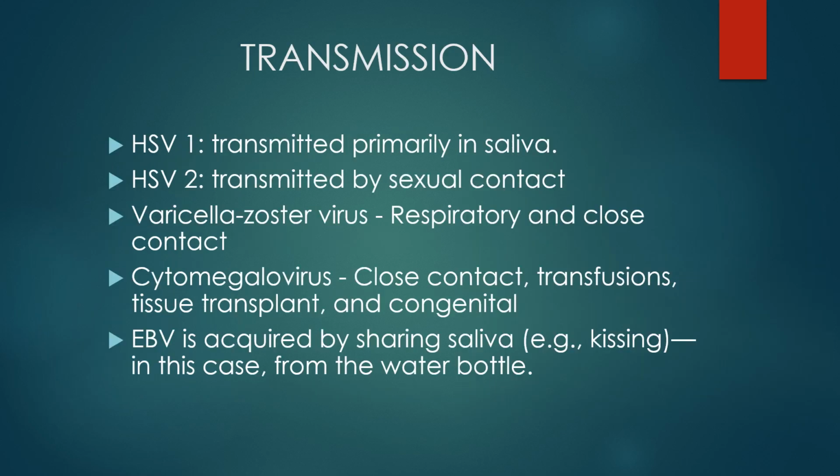Mode of transmission of herpes virus family. This transmission may vary according to each virus. The HSV type 1 virus is transmitted primarily by saliva and close contact. HSV type 2 is transmitted by sexual contact. Varicella zoster virus is transmitted majorly through respiratory route and close contact.